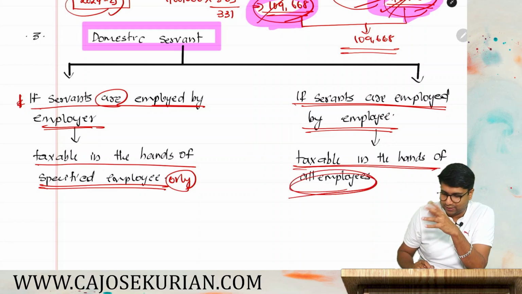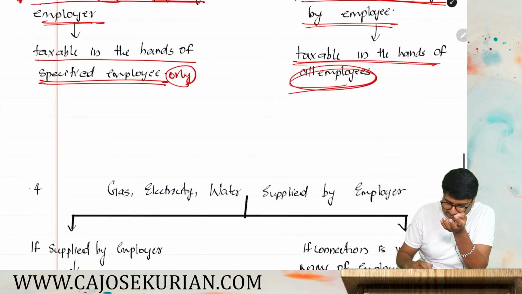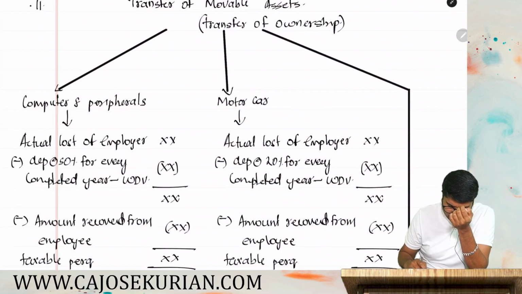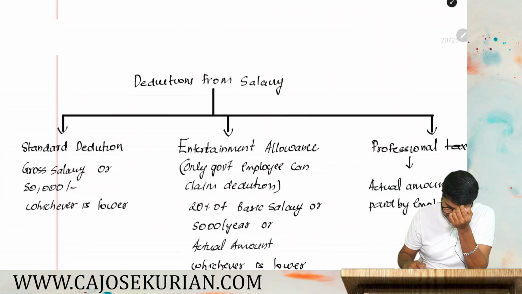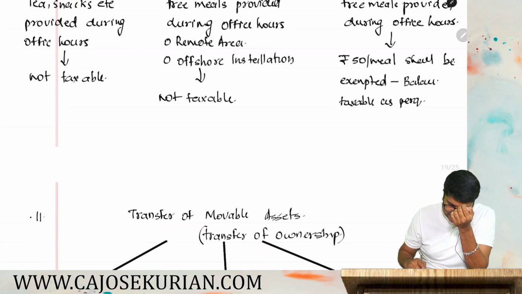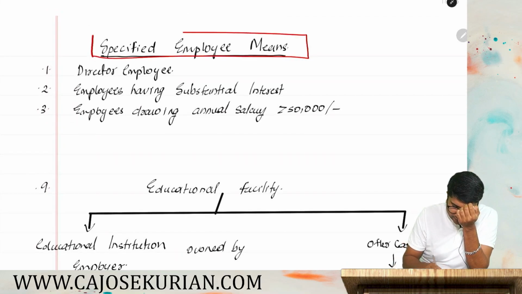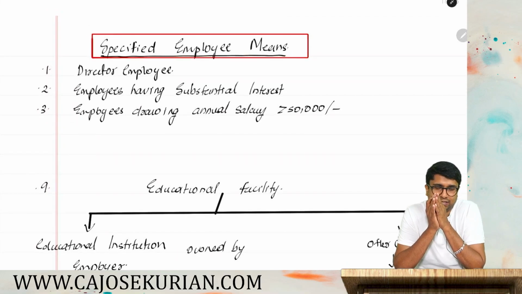First of all, let's understand what exactly is the concept of specified employees. So let's go to the definition of specified employees and come back. Okay, so let's understand what exactly is the definition of specified employees. Specified employees simply means three types of employees are normally considered as specified employees.